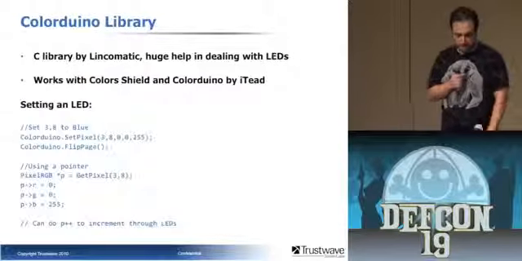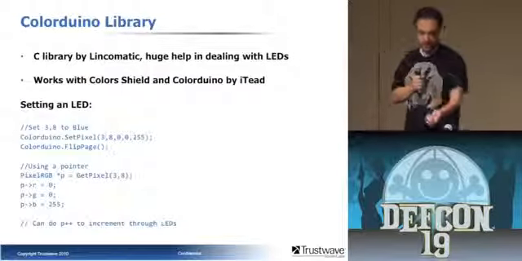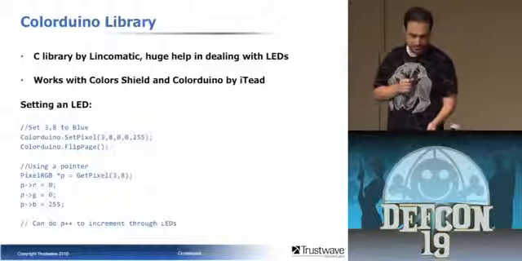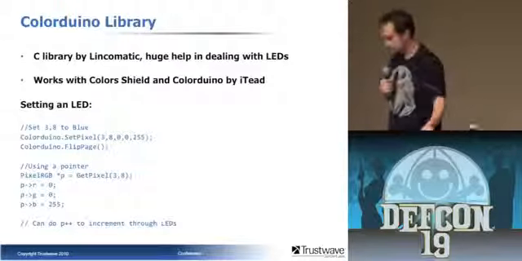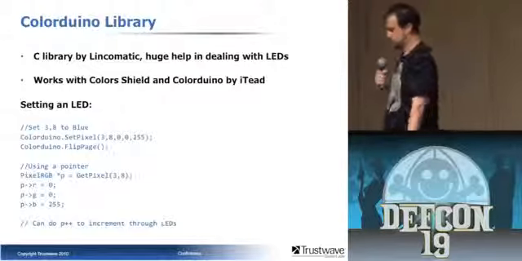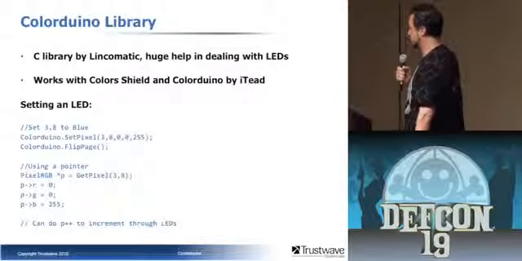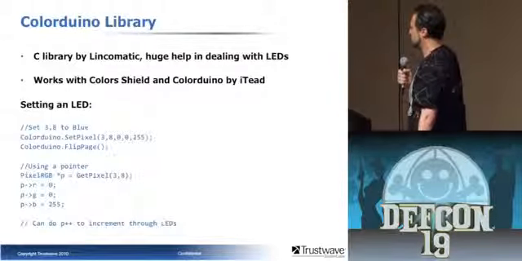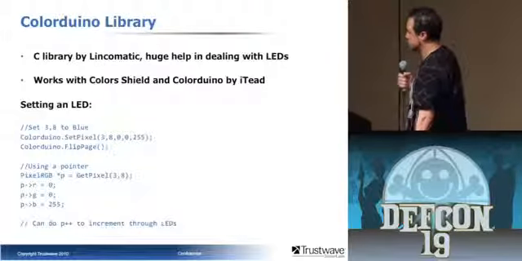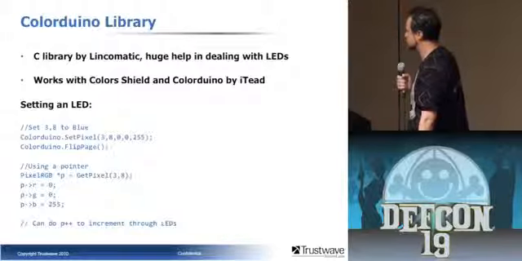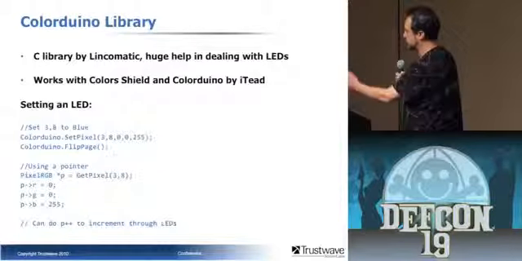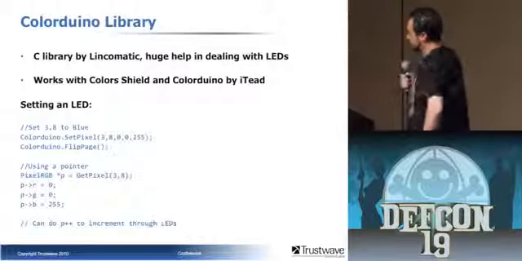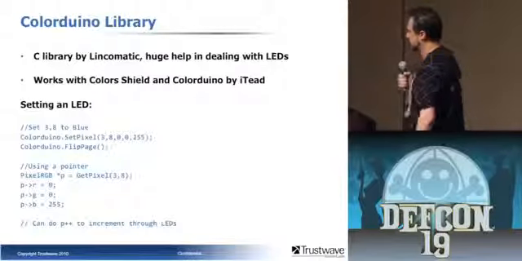So this is the cool stuff. The Arduino library is a huge help in dealing with the LEDs. Setting an LED, for those of you who want to figure out how to do this, is very simple. There's some basic code there to do it. If I want to set coordinate x3, y8 to blue, I can do set pixel directly, or I could do it using a pointer and increment. I didn't write this. This is by this dude, Linkomatic, and he's awesome.